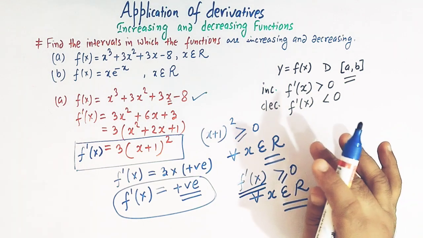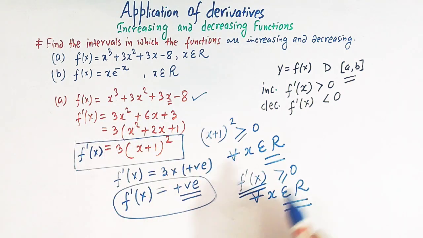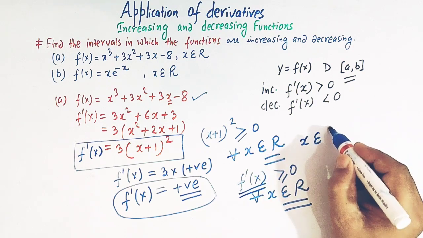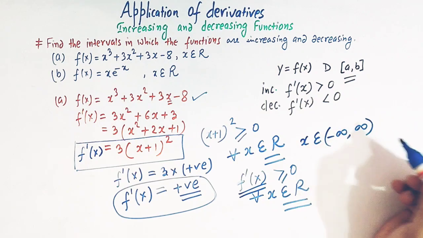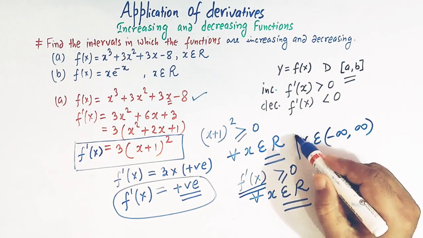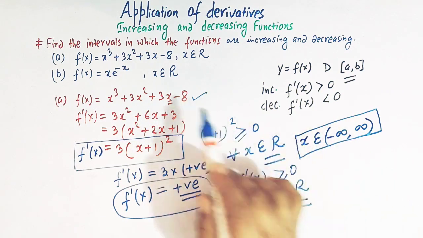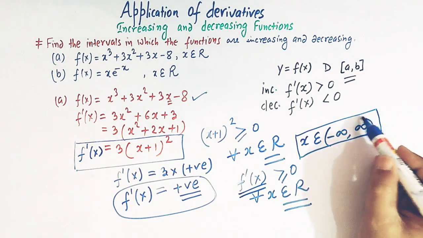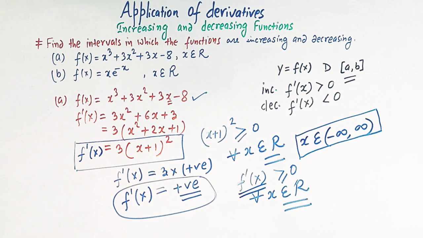So we can conclude that this polynomial function of degree 3 is always increasing for x belonging to the entire number line, that is minus infinity to positive infinity, right? So this is the interval in which this function is increasing. This function can never be decreasing, so it is always increasing. This interval is also equivalent to the set of real numbers, right?